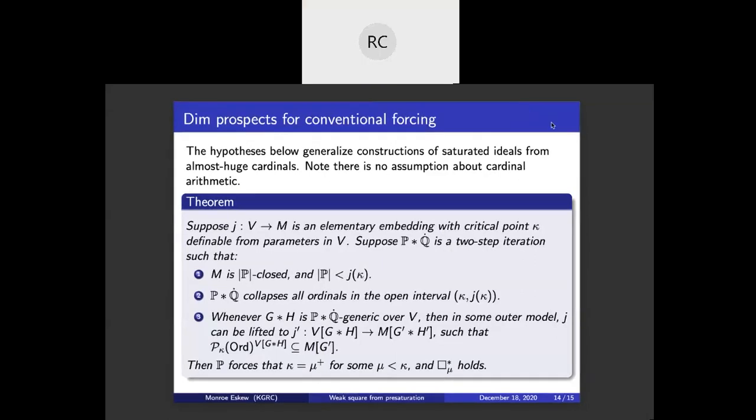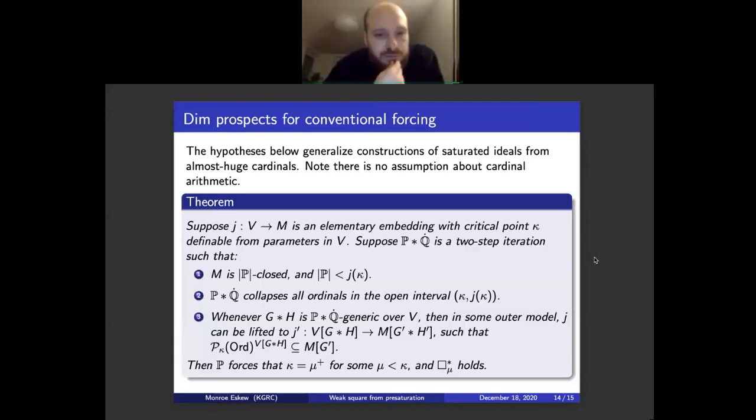So wait a minute. This theorem that we see now, is it sort of the abstraction of the proof that we've just seen? It's close to it. I wouldn't say that this theorem is a generalization of the other theorem, but they use similar arguments. There are different hypotheses. In the previous theorem, we're saying you have this generic elementary embedding that comes from something that's just sending omega 2 to omega 3, and we assume the continuum is at most omega 2. Here we drop the assumptions about what cardinal arithmetic is, but we assume the model is built in a certain way. Then we have the same conclusion. Okay. Thanks.